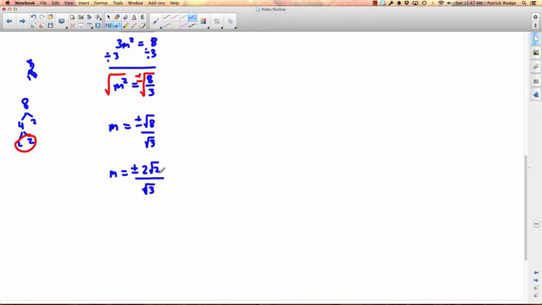Great. Now both radicals are simplified, the root 2 and the root 3. There's nothing else you can do. But we don't want a radical sign on the bottom. We have to rationalize this denominator. So what we do to rationalize is we multiply the bottom by root 3, and we multiply the top by root 3.